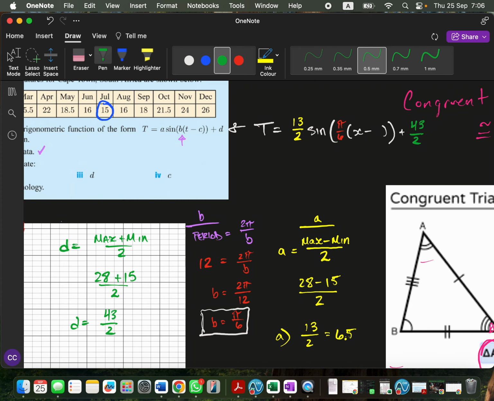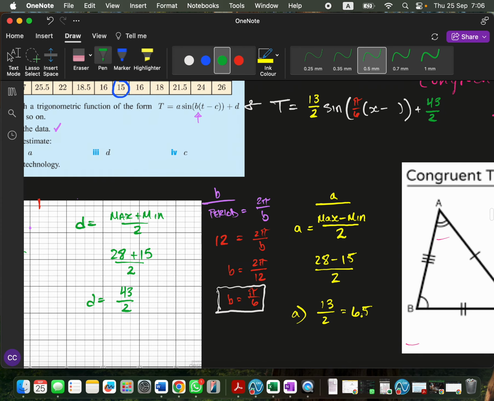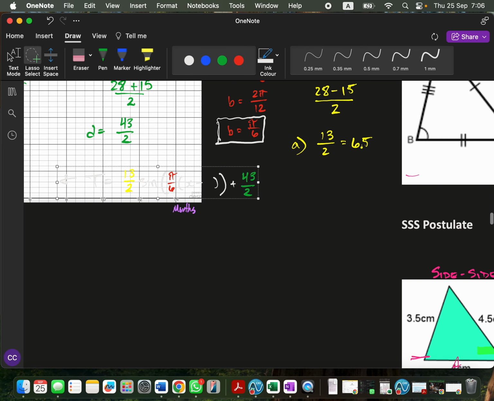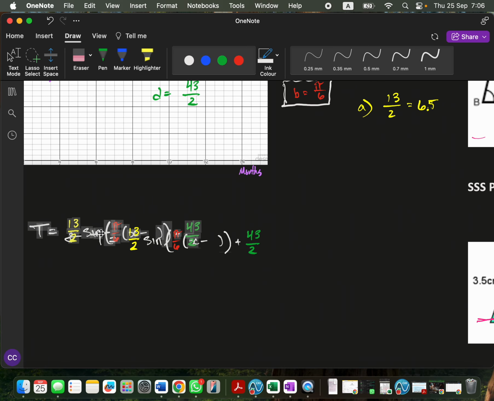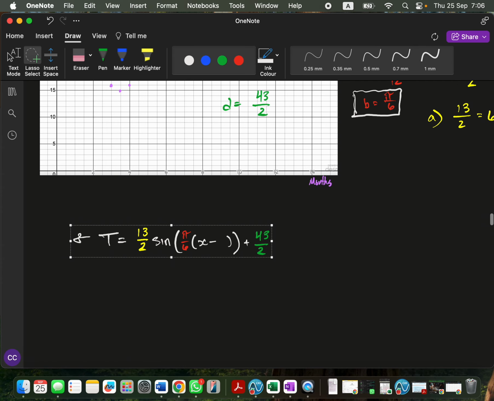And then the last bit is finding my C value. Now, there's lots of ways of doing it. My personal preference when finding my C value is just to use algebra, because algebra doesn't lie, and I think that that's the best way of doing it. So in order to do that, I'm going to pick a maximum point.